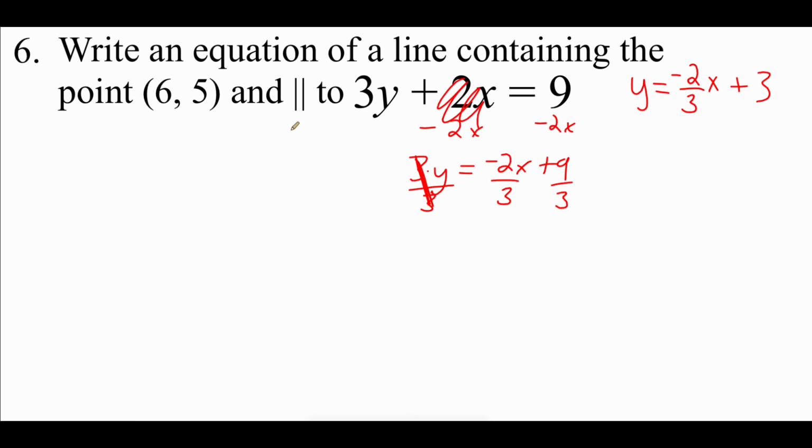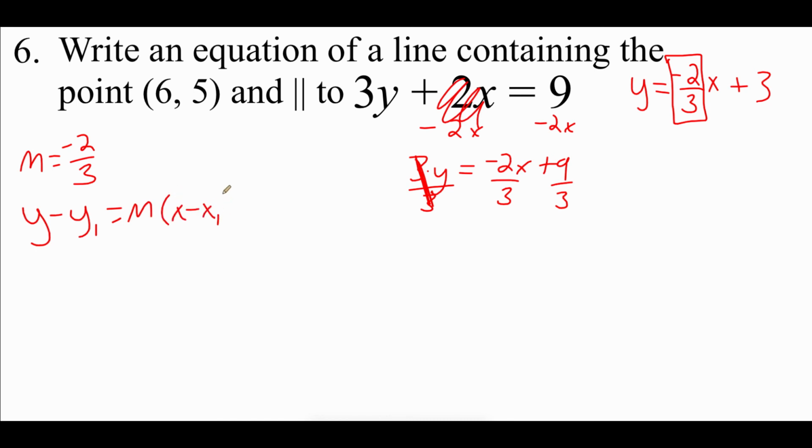Now, we're talking about parallel lines, and we said earlier that parallel lines have the exact same slope. Well, now that this equation is written in y equals mx plus b form, we're going to be able to identify the slope more easily by looking at the number in front of the x. So we have a slope of negative 2/3. Now, we want to go through this specific 6, 5 point using this slope, so we're going to use point slope form. y minus y1 equals m times x minus x1.